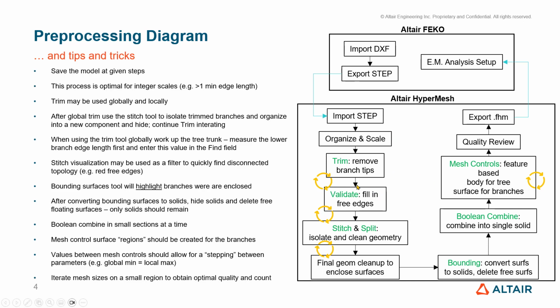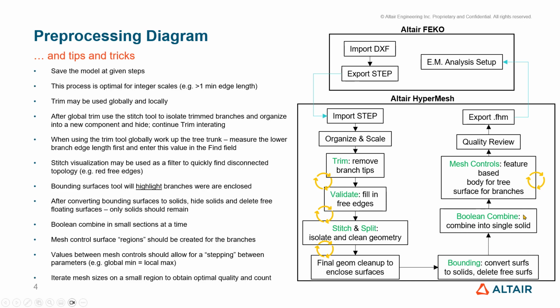We're going to go through a couple steps: trimming, validating, such as sealing of the surfaces that we trim, stitching and splitting, so some fine-tuning, and any other final geometry cleanup. Ultimately, what we're looking for is enclosed surfaces of the branches and the tree trunk. Once we have that, we'll use the bounding tool to convert those enclosed surfaces to solids, delete any free surfaces, and then we'll perform a Boolean combine, converting those to a single solid.